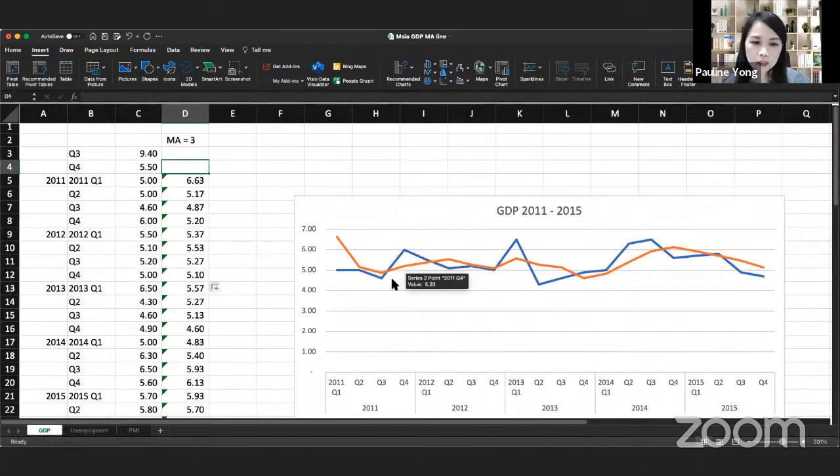Okay, so this orange line will be the signal line, which is this MA line, whereas the blue color will be the GDP figure. So if you look at this orange line, when the price, which is the GDP price, is above the orange line, it means that it is bullish. Okay, so that means it is improving. So there's an improvement in the economy. So you can see that this is an improvement, and then there's a drop here, improve.